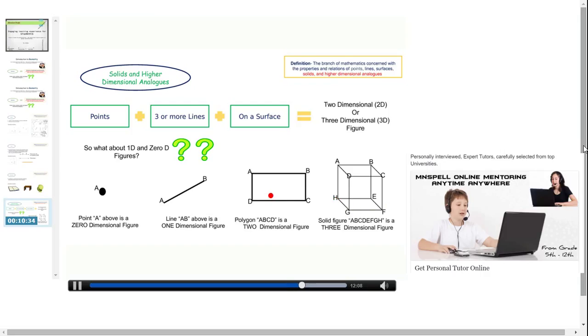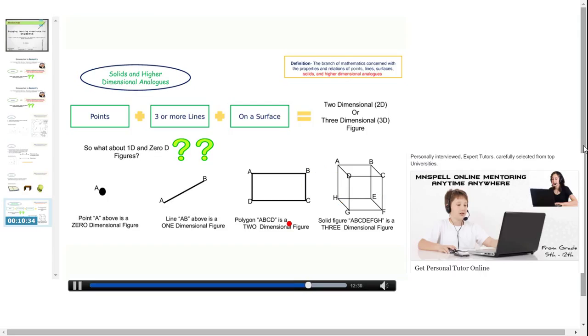Now, what is the difference between a two-dimensional and a three-dimensional figure? In a two-dimensional figure, you will have a length and you will have a breadth. While in a three-dimensional figure, you will have a length, you will have a breadth, and you will also have a height. So that is the difference between a two-dimensional and a three-dimensional figure.